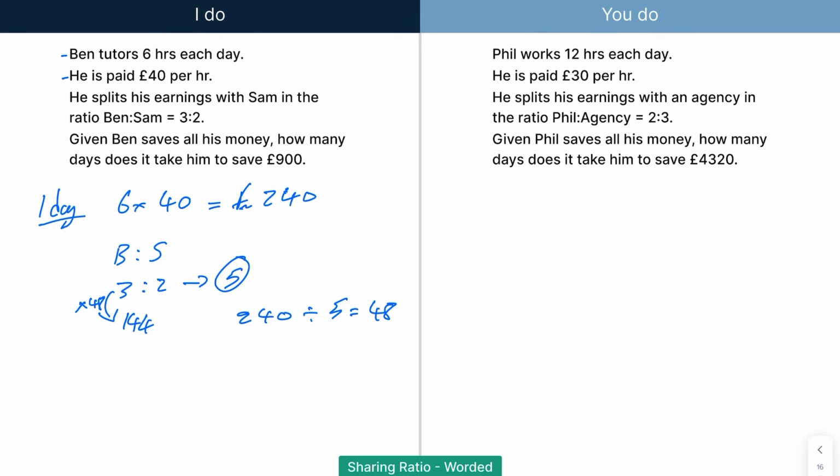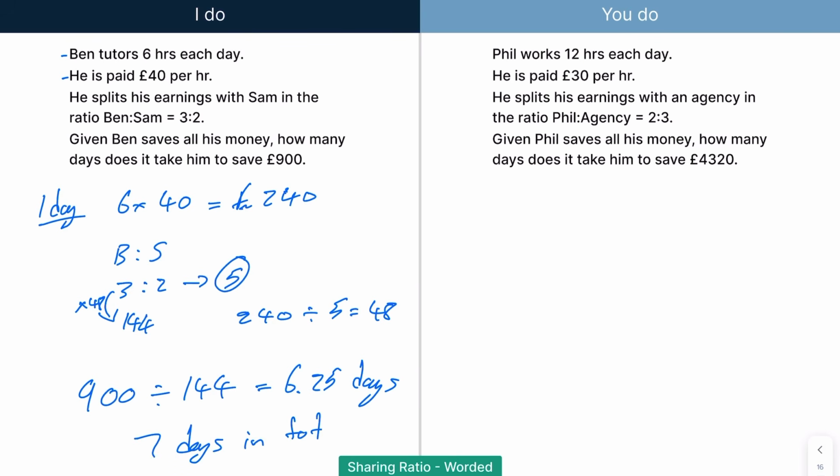So how long does it take him to save £900? So 900, divide that by 144, and we get an answer of 6.25 days. Now, we don't want to write 6.25 days, so we're just going to round that up because 6 days wouldn't be enough. He needs more than 6 days, so we would say 7 days in total. So it will take him 7 days of working to save £900.